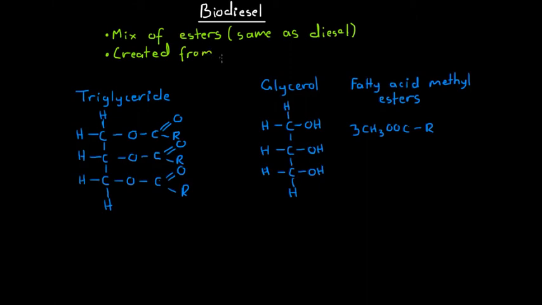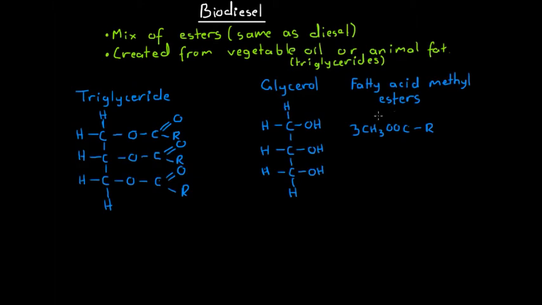Biodiesel can be created from vegetable oil or animal fat. Now, both vegetable oil and animal fat fall into the same category of organic molecule, and this category is called the triglycerides. Now, here I've drawn the standard sort of structure for a triglyceride.